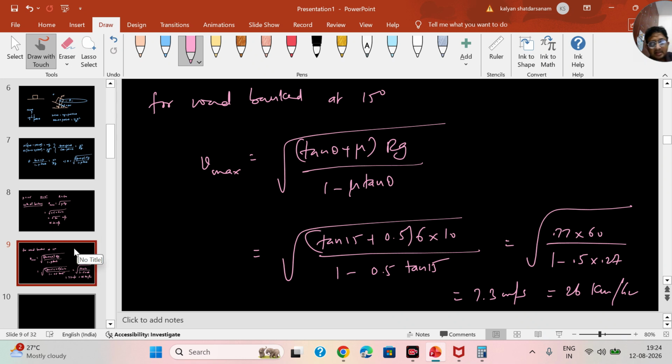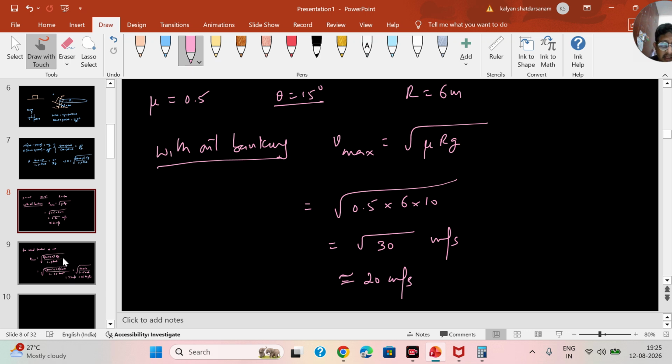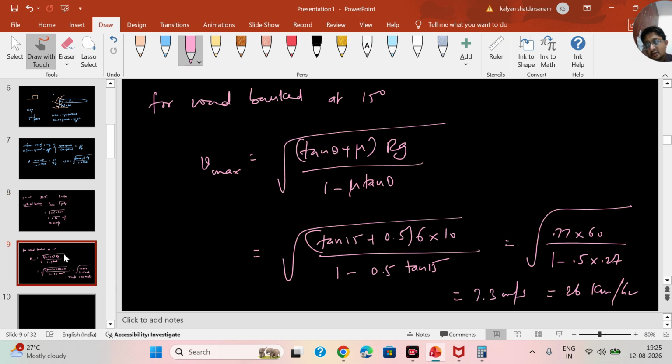You can take a 6-meter turn at this speed. 6 meters is a short turn anyway. Sometimes there are 10-meter turns and so on, for which you can go at even higher speed, it won't skid. But here, even after the road is banked by 15 degrees, you cannot exceed 26 kilometer per hour. So without banking, you are going at 20. With banking, you are going at 26 kilometer per hour. Not much difference here, but if you take a bigger radius, instead of 6 meters, you take 10 meters, then it will be a greater speed, obviously. Okay.